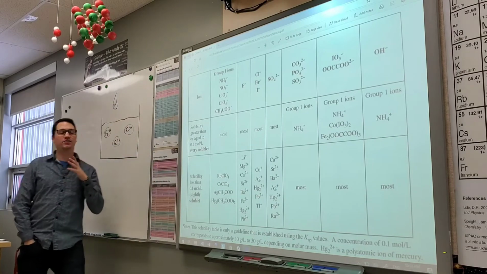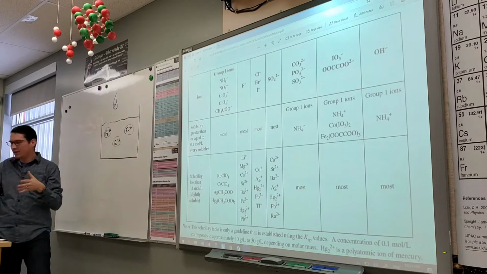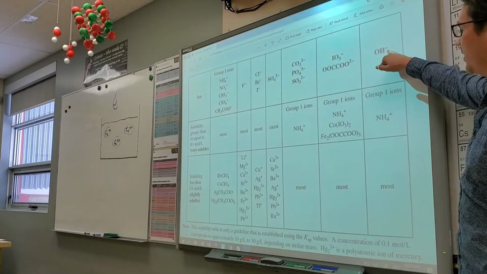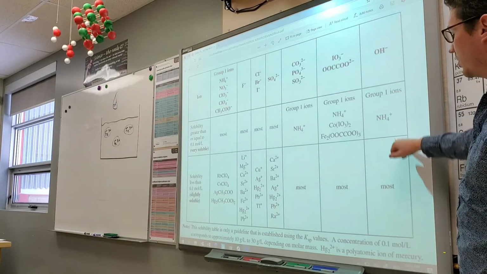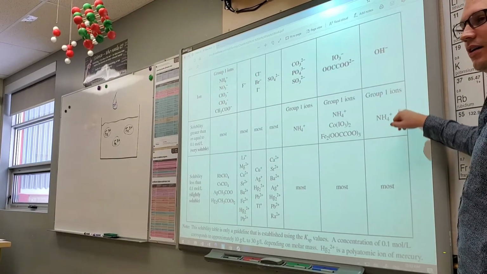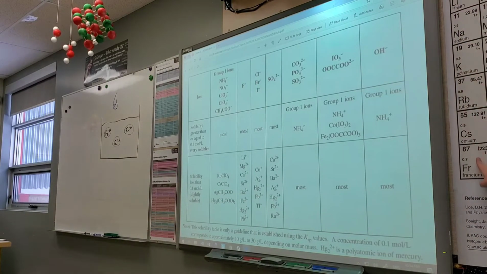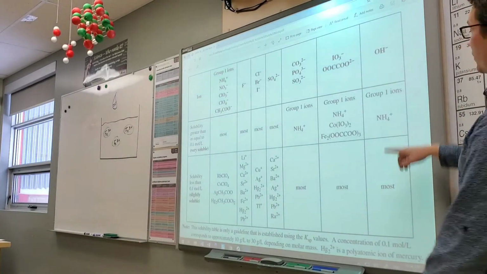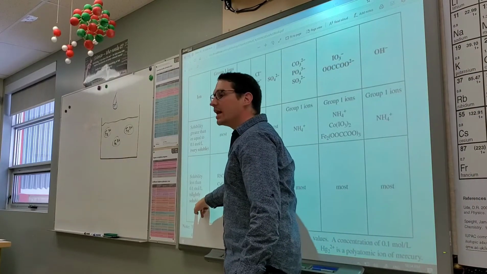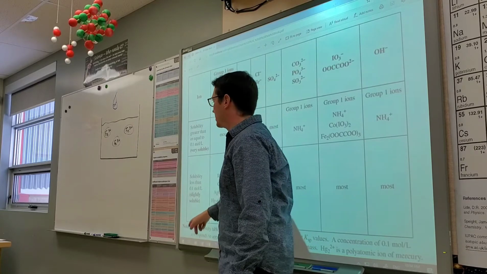But hydroxide's interesting. When I add this hydroxide to my beaker containing the iron 3 ions, what happens? I see hydroxide, and do you see iron 3+ anywhere in here? I do. Is iron 3+ a group 1 ion? Do you see iron 3+ here? No, so then it's in most. So the combination of hydroxide and iron 3+ makes a slightly soluble mixture. Well, what that means is it's a precipitate, right? It's going to make a precipitate.